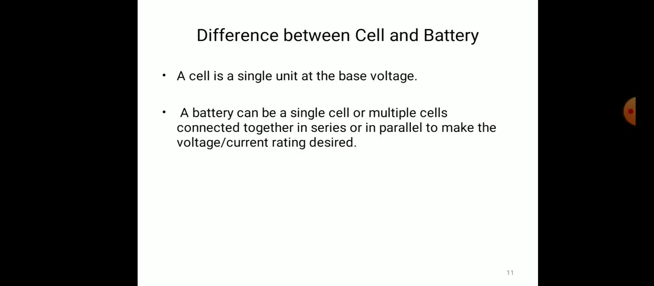Coming to the battery, what is a battery? A battery can be a single cell or multiple cells connected together in series or in parallel. That is called a battery. So a single cell can also be called a battery, or a larger number of cells may be connected in series or in parallel depending upon our requirement. That set of cells is called the battery.